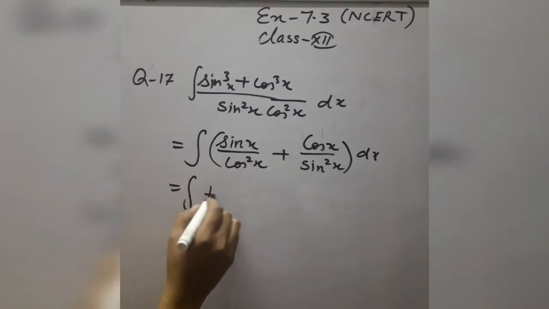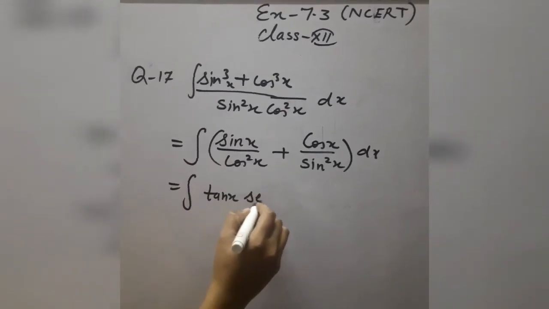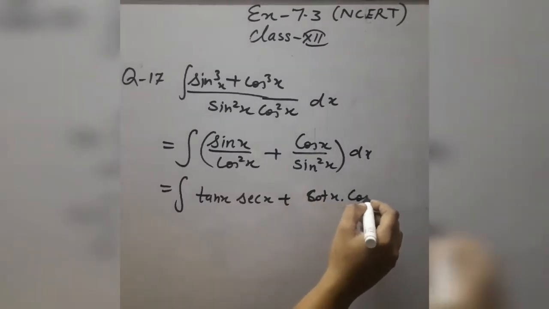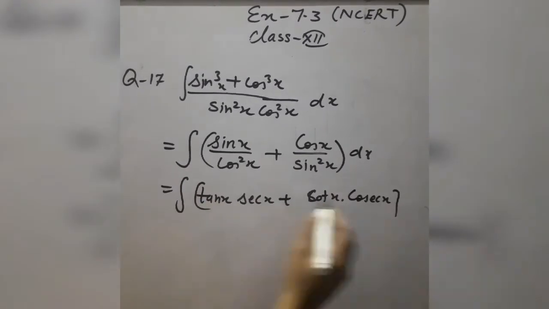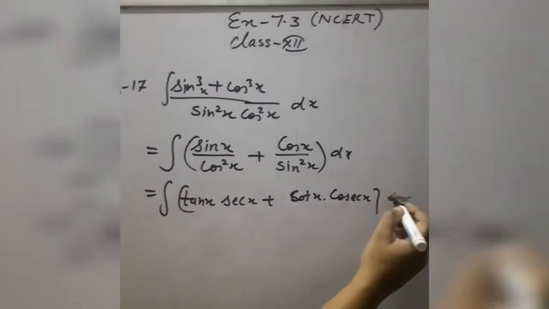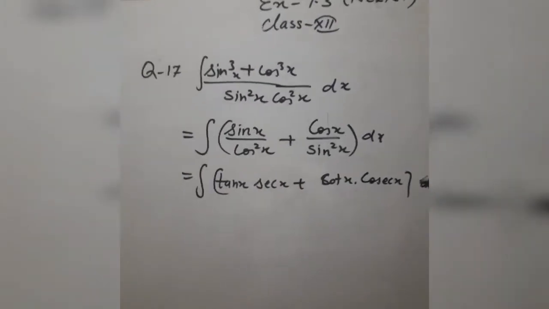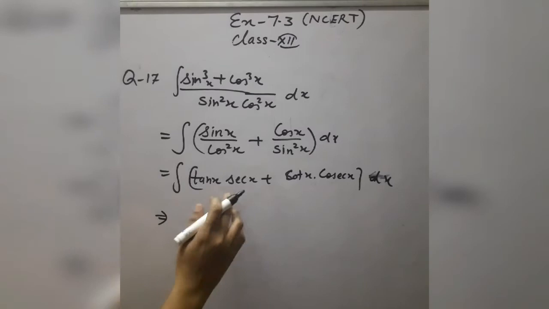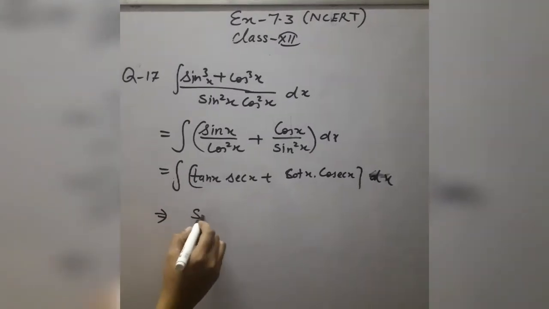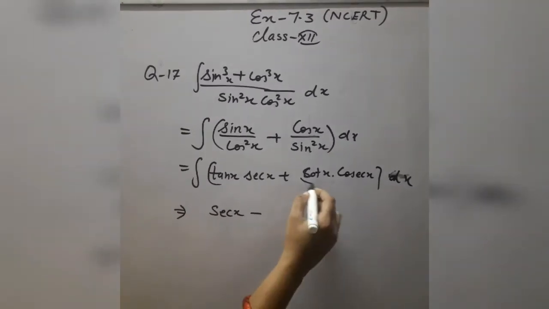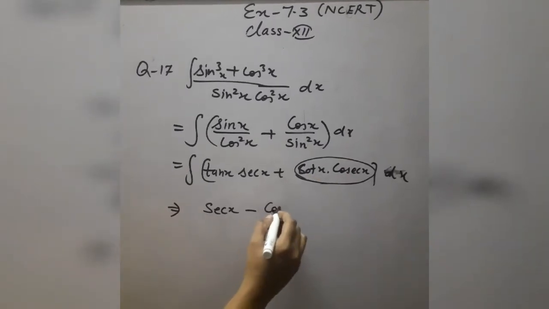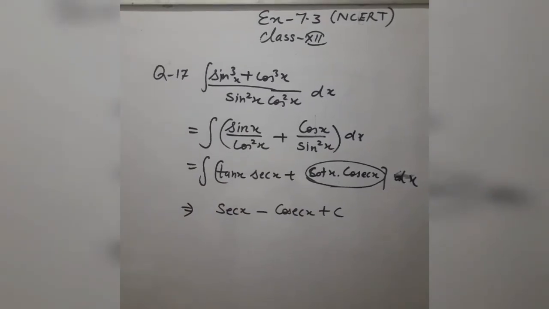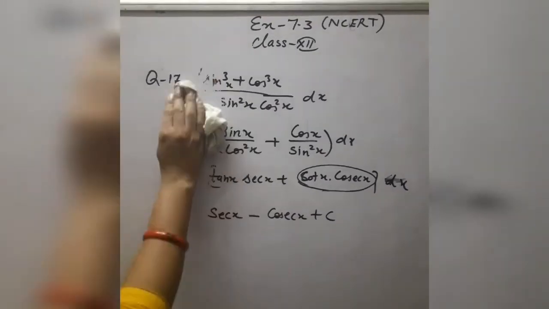Now sin by cos is tangent x, reciprocal of cos is secant, cos by sin is cot x, reciprocal of sin is cosecant x, into dx, integration with respect to x. Now all of you know that derivative of secant is tangent into secant, integration of tangent into secant is secant x. Here integration of cot x into cosecant x is minus cosecant x plus integration constant c. So this is question number 17.